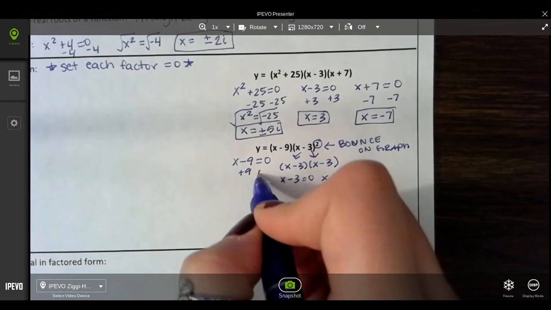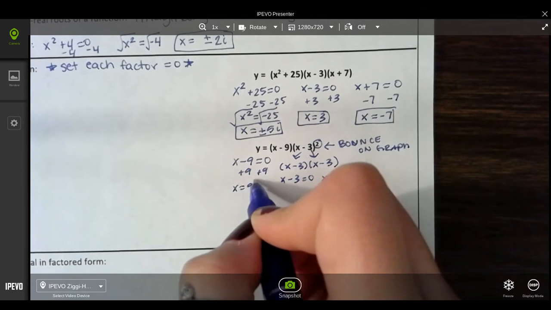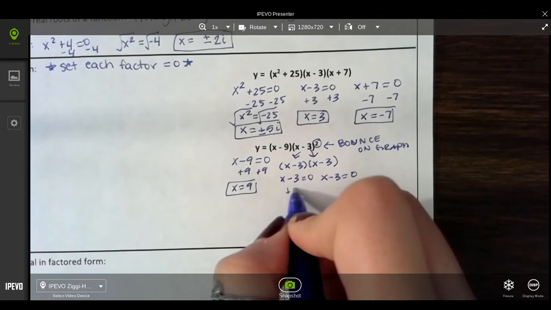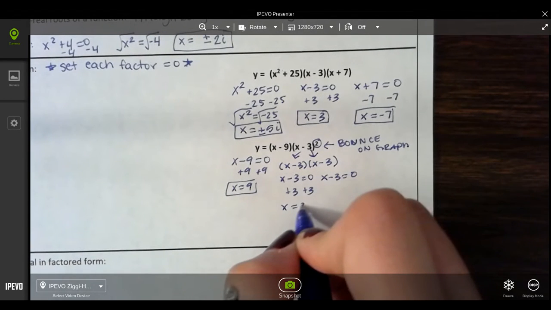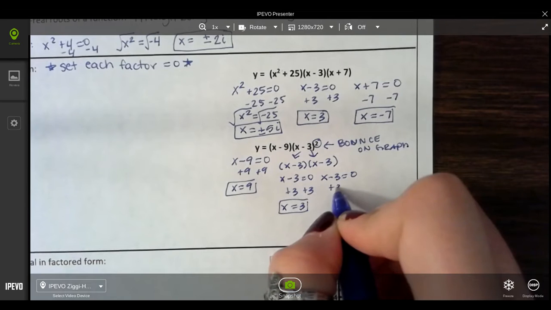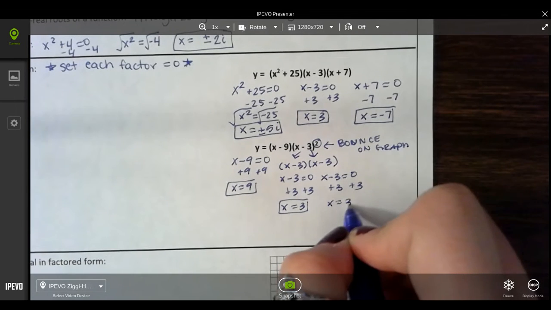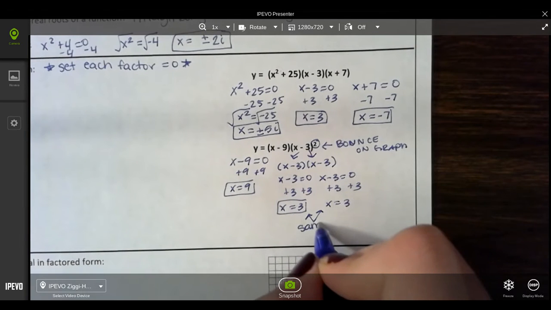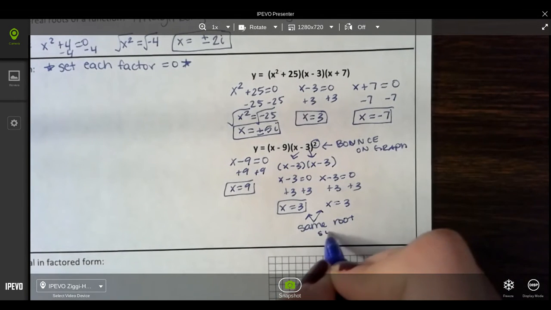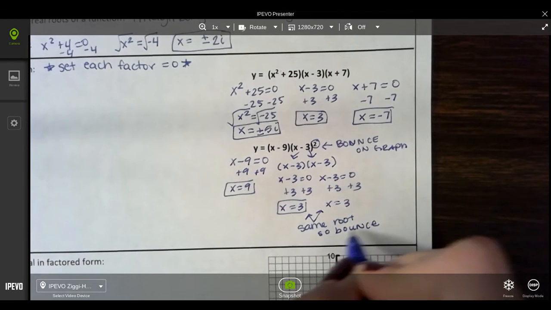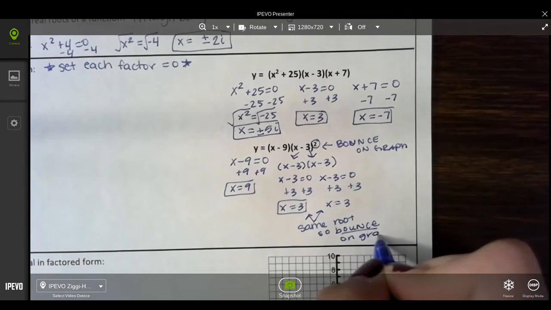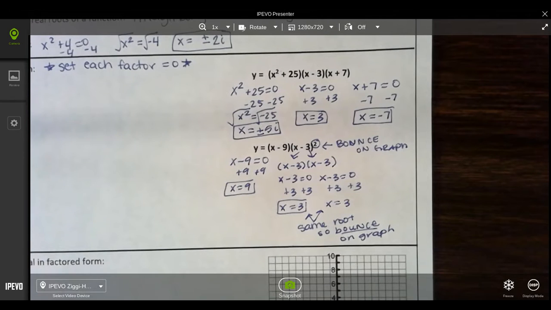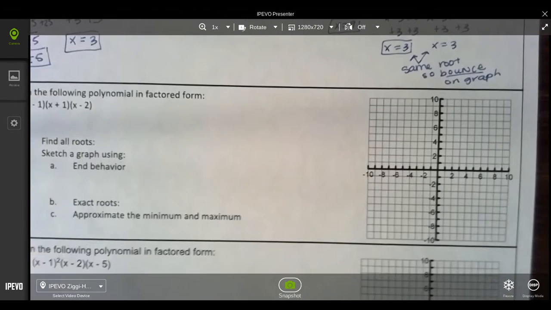Solving for x, add 9 to both sides, x equals 9. Solving for x, add 3 to both sides, x equals 3. Add 3 to both sides, x equals 3. Well, these are the exact same root. So you bounce on the graph. We will talk about that later on in these notes to figure out what it means to bounce on the graph. All right, let's move on down to our second part of our notes.